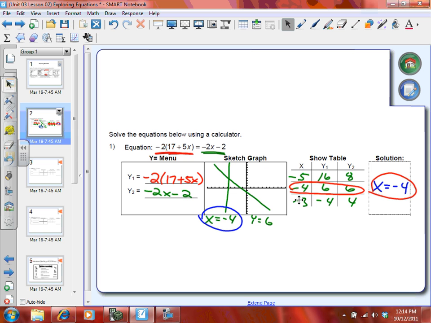Okay. Anybody ever used this before? Y'all seen this back in Algebra 1? Did I show you this little trick already? All right, so some of you are familiar with it.